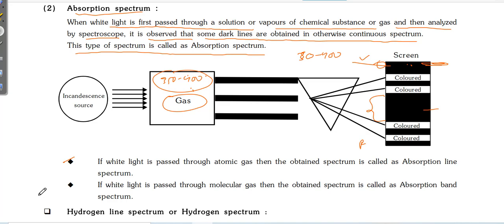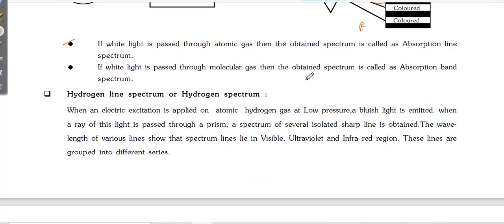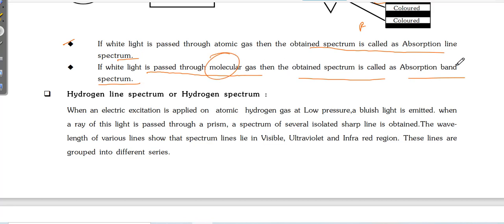If white light is passed through atomic gas, then the obtained spectrum is called absorption line spectrum. If white light is passed through a molecular gas, then the obtained spectrum is called absorption band spectrum. If you take molecules, band spectrum. If you take atoms, you are getting line spectrum.